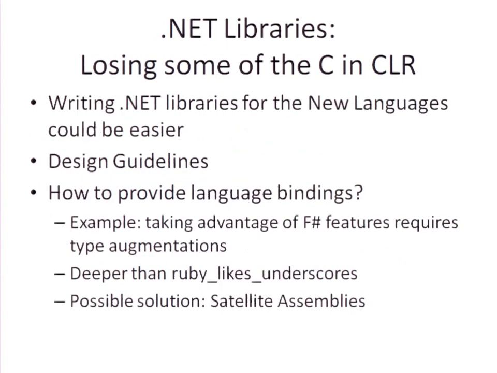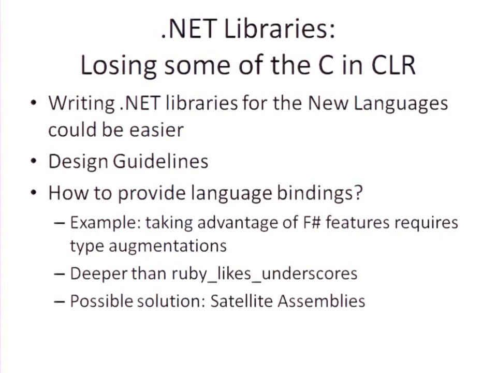So in other words, writing .NET libraries that are universal for the entire CLR, not just the object-oriented part, could be made a little bit easier. One thing we need is design guidelines. How do you write something that is easily callable from Python in the way that Python developers are used to writing it? Same thing for F#, same thing for IronRuby.